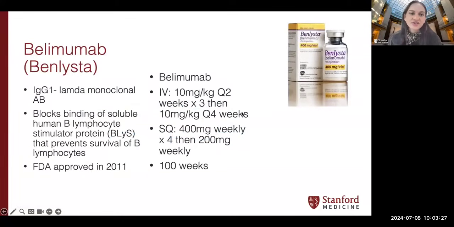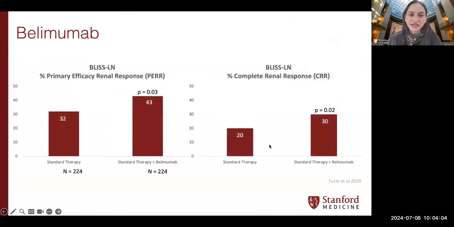So Benlysta is the other drug that has now recently got approved. This was in the New England Journal of Medicine. It was a study that came out, the BLISS trial in 2020. Benlysta is an IgG lambda monoclonal antibody, so it blocks the BLyS that I showed in that picture before. It can be an IV formulation or sub-Q formulation. In the study that I'm going to show you, they used the IV formulation. And this drug has been around. Our rheumatologists have been using Benlysta for joint pain and things for so long. But we only got it FDA approved for lupus nephritis specifically in the last couple of years.